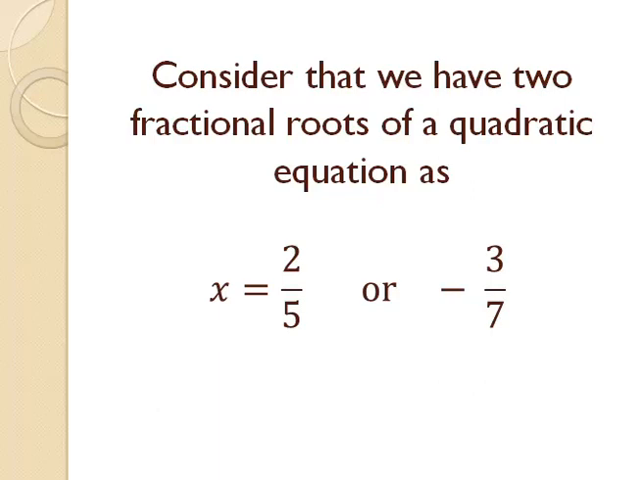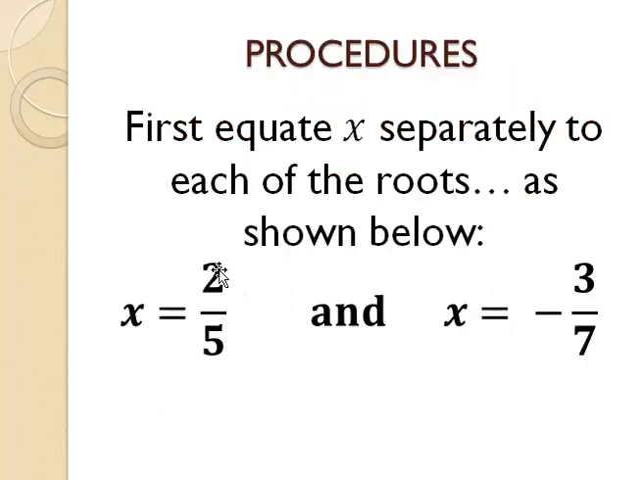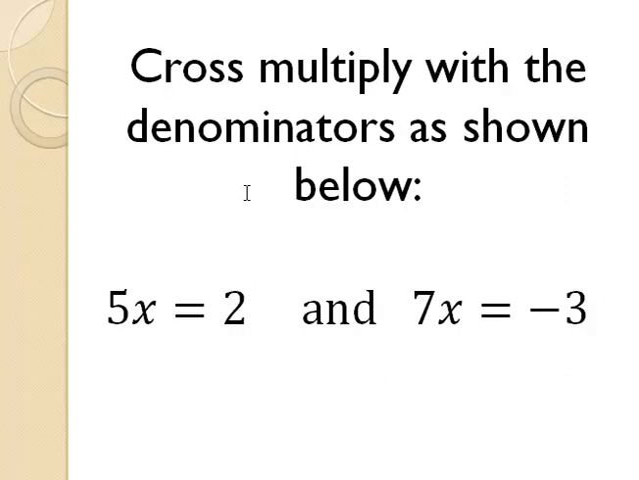The first thing you do is to equate separately that x to each of the roots. Let x be equated separately to each of the roots as shown here. Then you cross multiply with the denominators below. The 5 cross multiplies to the other side with x, and 7 as denominator of 3 will go to x, to give us 5x equal to 2 and 7x equal to negative 3.